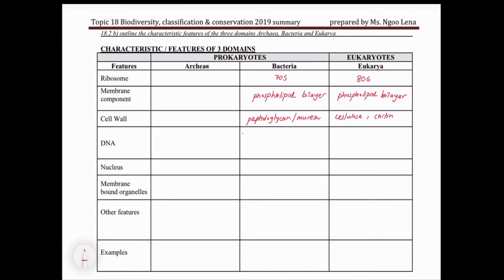As for DNA, bacteria is circular without histone protein, and they are suspended free in cytoplasm, as bacteria do not have a nucleus. So compared to Eukarya, the DNA is linear and is coiled into a chromosome as it's associated with histone protein and is contained within the nucleus.